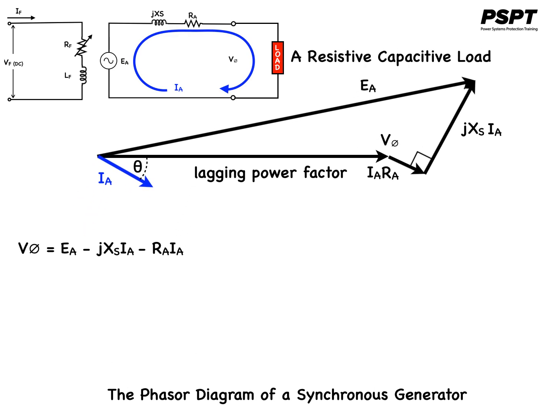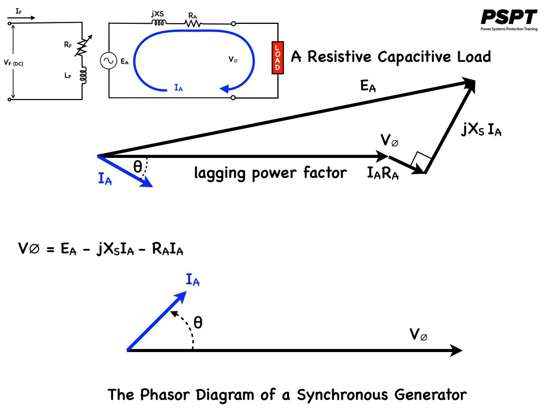Now let's change the load, this time to a resistive capacitive load, which again is placed across the output terminals with a voltage drop of V phi. Because it is a resistive capacitive load, it will draw a current IA leading the terminal voltage. The voltage drop across the internal resistance is given by IARA, again in phase with the current, which leads the terminal voltage. Again, we are now summing the voltage phasors according to Kirchhoff's voltage law.